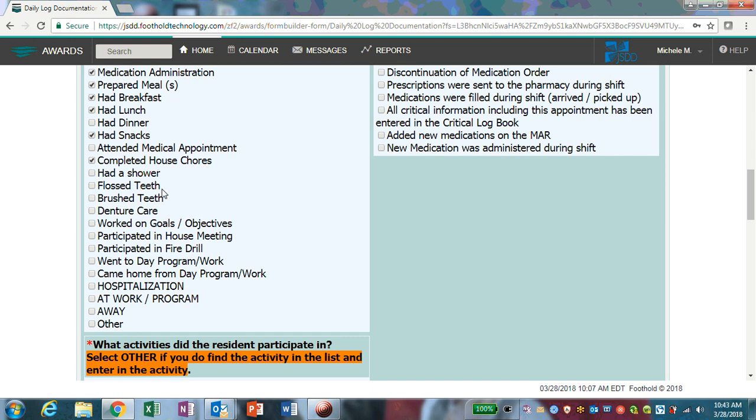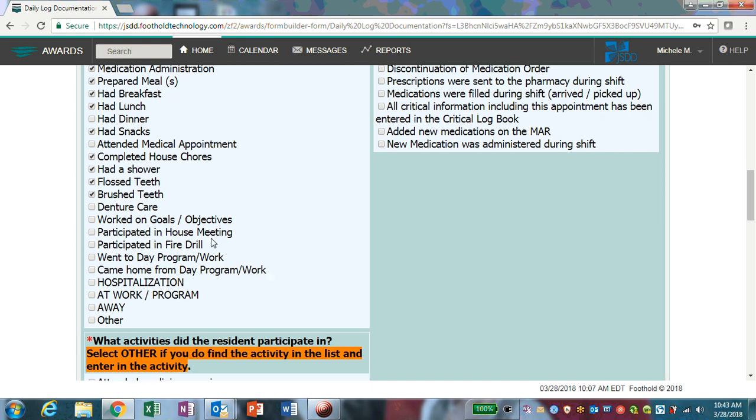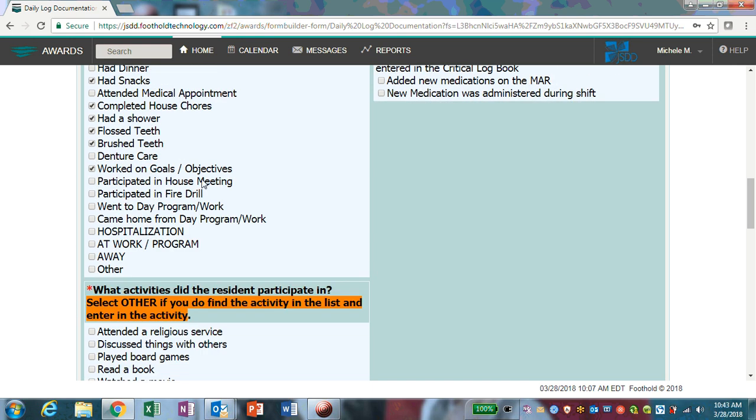Did they have a shower? Did they floss their teeth? Did they brush their teeth? Did they have dental care? Obviously, dental care is only going to be for those individuals who actually have dentures, right? So let's say the morning they had a shower, they flossed their teeth, they brushed their teeth. Let's say that they also worked on goals, because again, I'm working 8 to 4. Okay? So they worked on their goals.